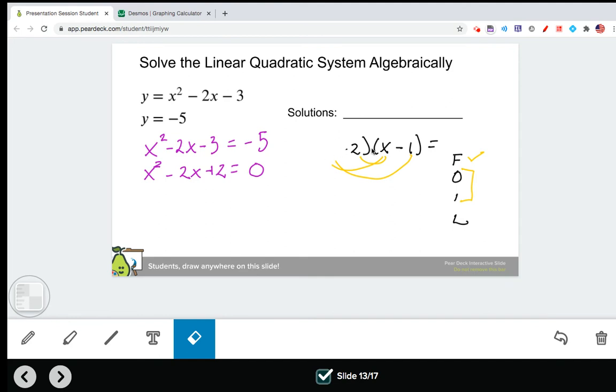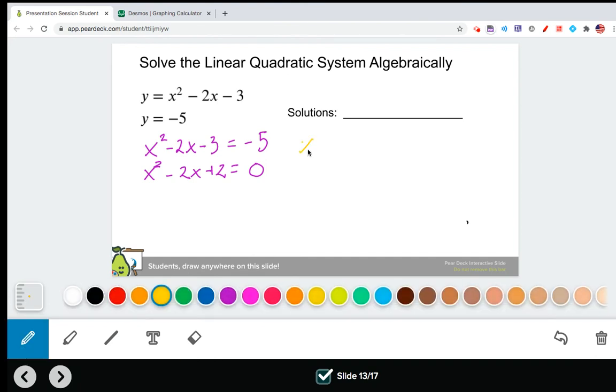The quadratic formula, you'll recall, x equals negative b plus or minus the square root of b squared minus 4ac all over 2a. And the a, the b, and the c that I'm using are right here. A equals 1, b equals negative 2, c equals 2. I'm going to plug those right into this quadratic formula.